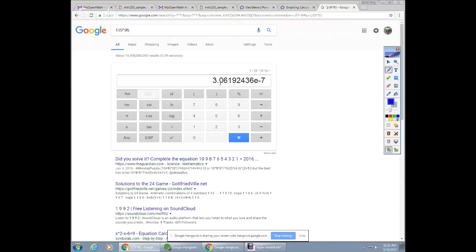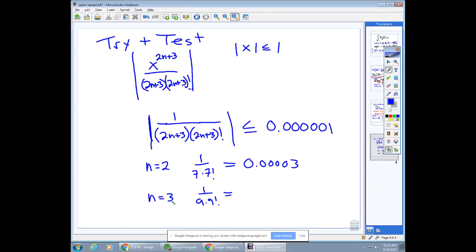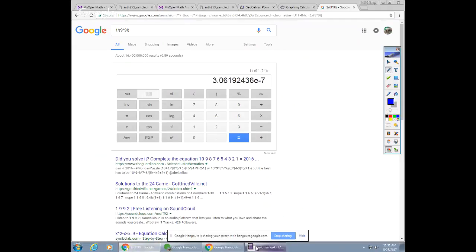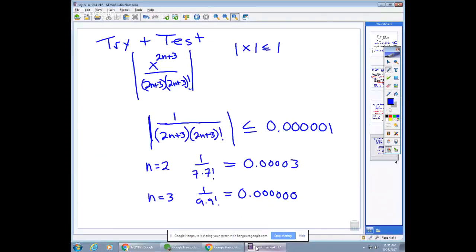And I get 6 decimal places of accuracy. Yeah, so it looks like if I let n equal 3, then I'll get 0.12345, roughly, which is better than what I was asked to do. So if n equals 3, where does that put me?